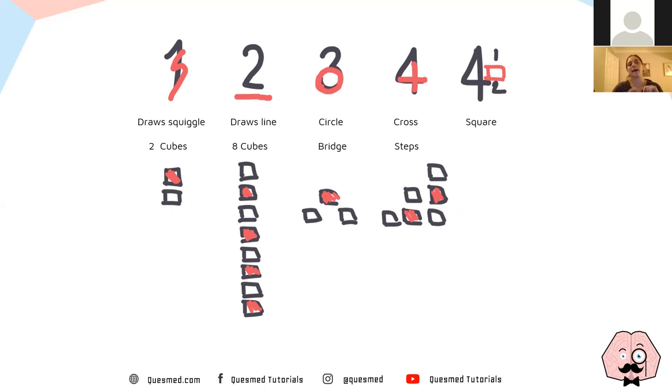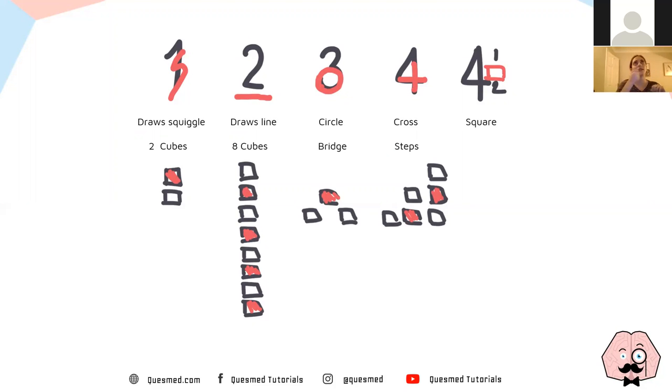So by 1 year of age, or around 15 months, we expect them to be able to draw a squiggle and stack two cubes. By 2 years old, they should be able to draw a line. And if you imagine the bottom of the two, maybe that can help you remember a line, and they can stack lots of cubes, 8 cubes. By 3, they become a bit less interested in cubes and they start building bridges with the cubes and they can draw a nice circle, like the fat part of a 3. When they're 4, they can draw a cross and they can build a stair, steps with the cubes. And by 4.5, they start making a square.